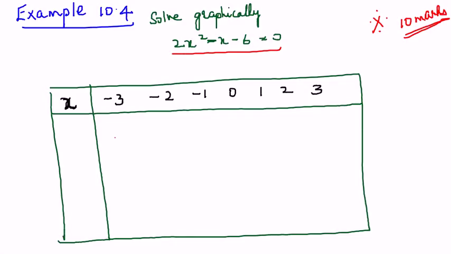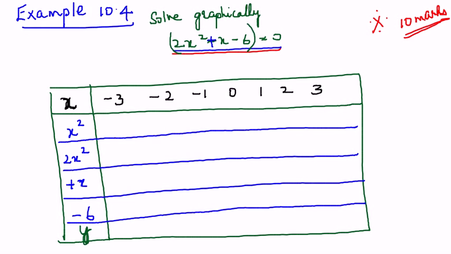If my value of x is minus 3, then I have to find out what will be the corresponding value of this equation, right? So I'm going to find out x squared, then 2x squared, then plus x, and minus 6. If we solve this 2x squared plus x minus 6, we will get y. So I'm going to write down the equation as y is equal to 2x squared plus x minus 6. So we have to find out the value of y. That is what we have to solve here, right?